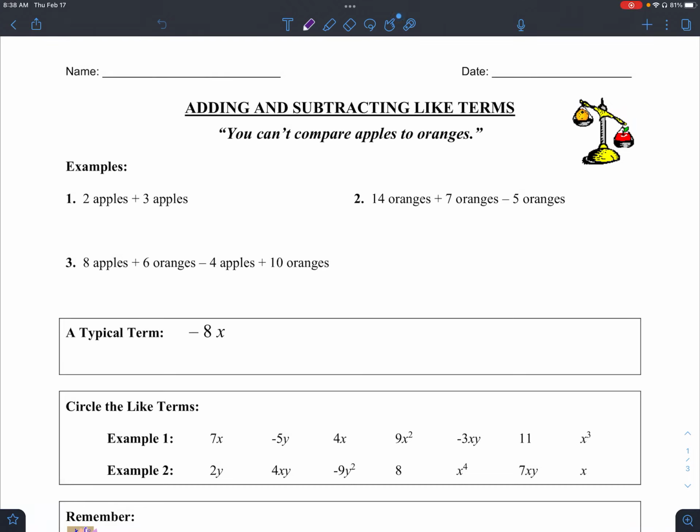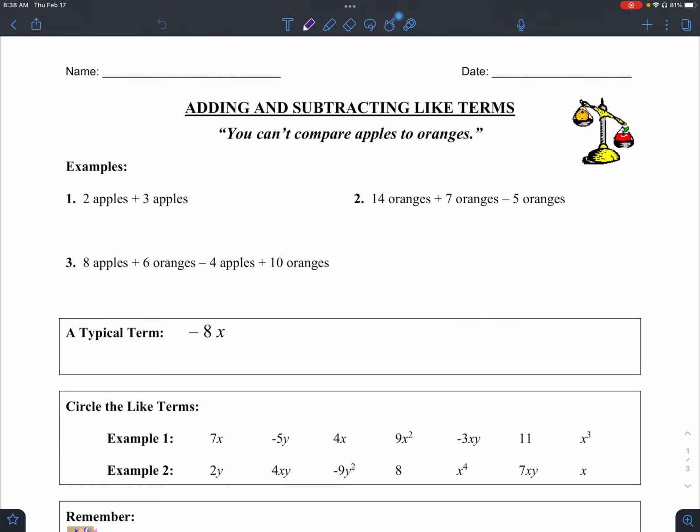Hello, and welcome to a lesson on adding and subtracting like terms. In this lesson, we're going to go over what is meant by like terms and how you would collect like terms. Now, you may have heard the expression, you can't compare apples to oranges. And this expression is kind of applicable to collecting like terms.